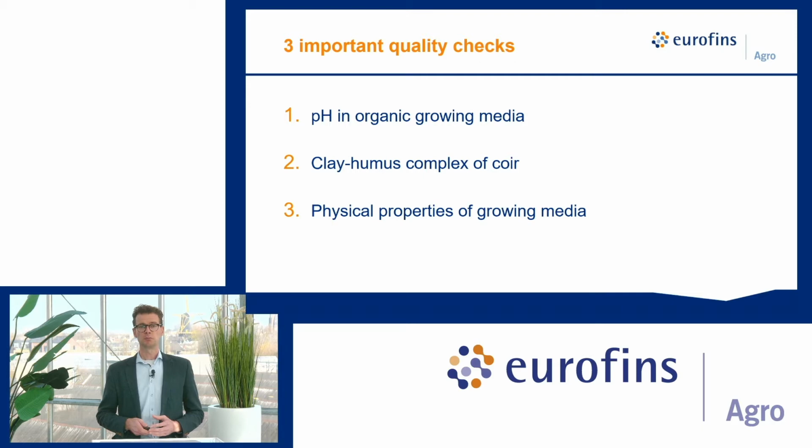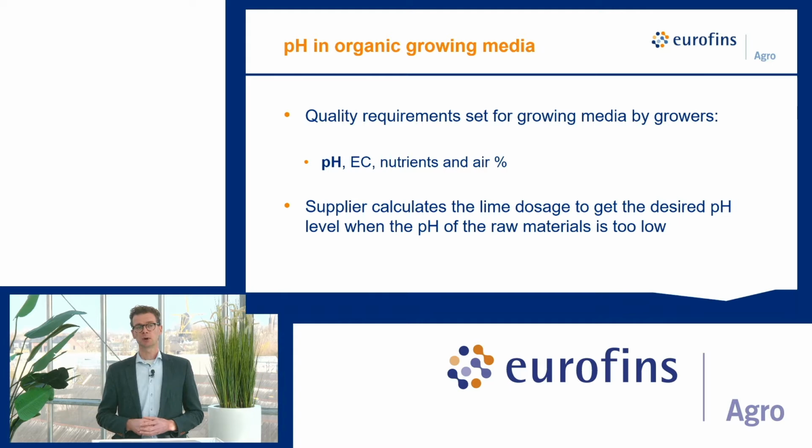The first one, pH in organic growing media. Quality requirements set for growing media by growers: pH, EC, nutrients, and the air content. The first one I like to discuss is the pH.